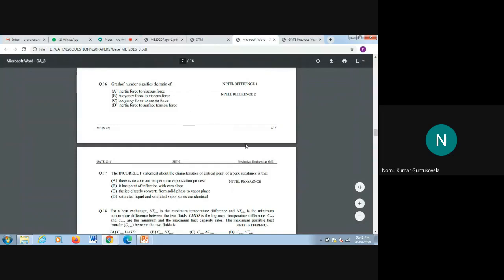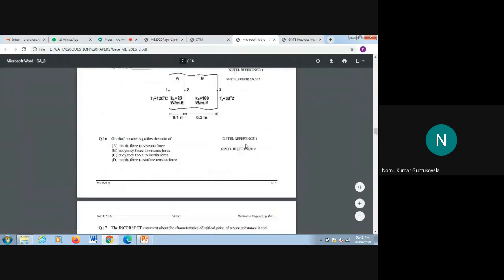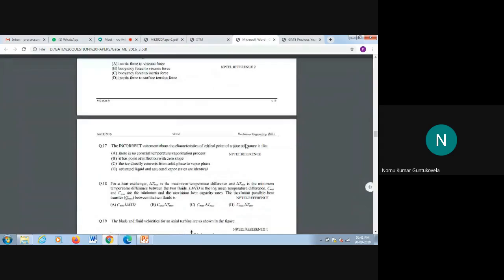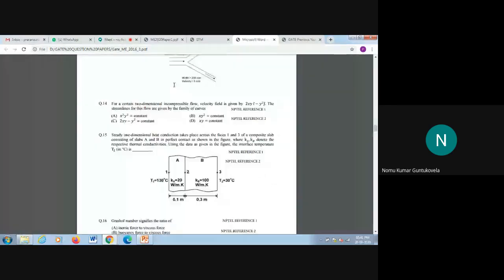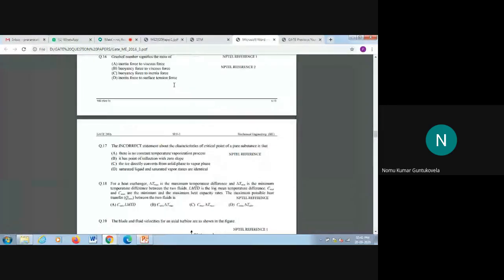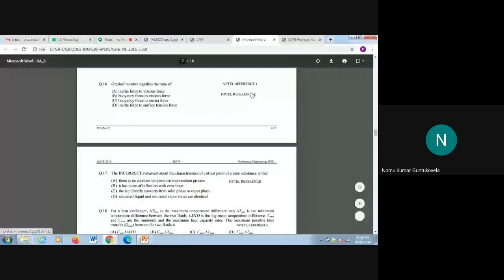So like this, they will have different types of bits. Here is steady one-dimensional heat conduction flow, so it will belong to heat transfer. So we are having different types of bits. Minimum of one bit will come and the maximum of 4.